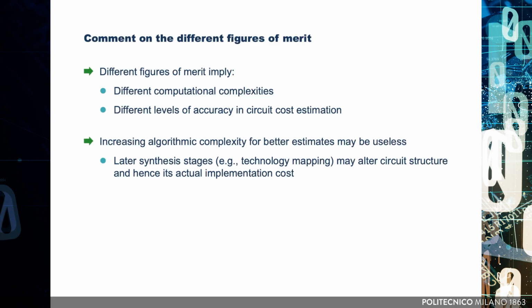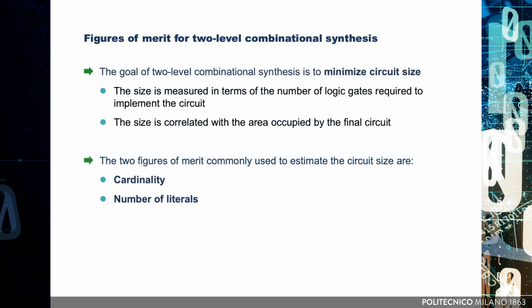For example, in the subsequent stages after logic synthesis, such as technology mapping, the structure of the circuit may be significantly altered. As a result, an accurate estimate made earlier in the process might no longer be valid once those changes are applied. The goal of two-level logic synthesis is to minimize the size of the circuit, in terms of the number of logic gates required to implement the circuit. So, we are primarily estimating the area of the system.